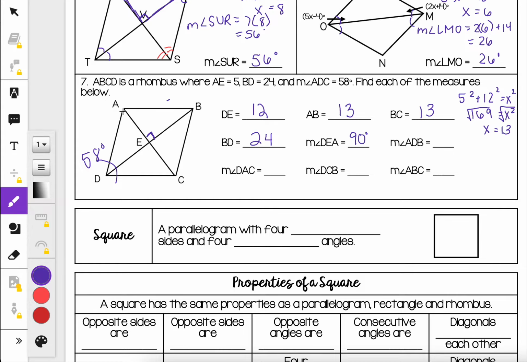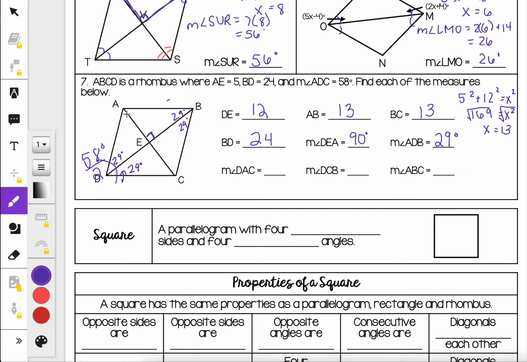Then I'm going to find the measure of angle ADB. So my diagonals bisect the opposite angles. So I'm going to take 58, divide that by 2, and each of these angles is going to be 29 degrees. All right, so that one there is also 29 degrees. So I also know this one's 29 and this angle is 29.